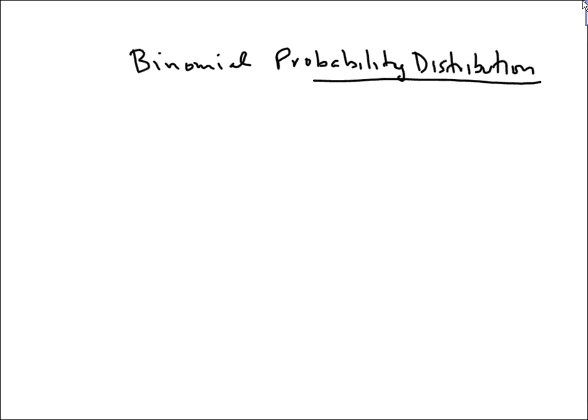We're now going to talk about binomial probabilities. Distribution. For a problem to be binomial, there needs to be two outcomes. Yes or no, true or false, A or B, odd or even, right or wrong.